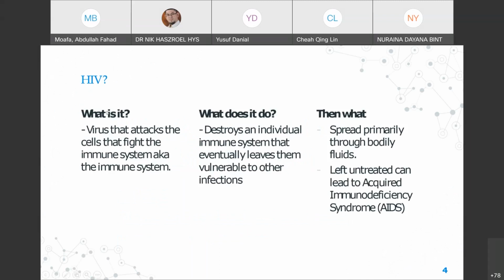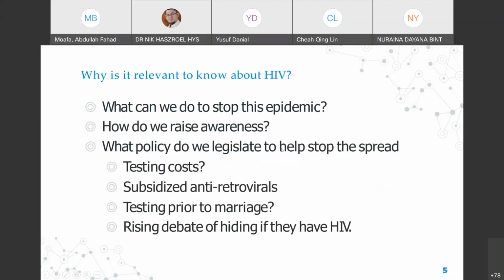Okay, so again, what is HIV? It is a virus that attacks the cells that fight the immune system. And what does it do? It destroys an individual's immune system that eventually leaves them vulnerable to other infections. It spreads primarily through bodily fluids, and if it is left untreated, it can lead to acquired immunodeficiency syndrome. Take a look into that.